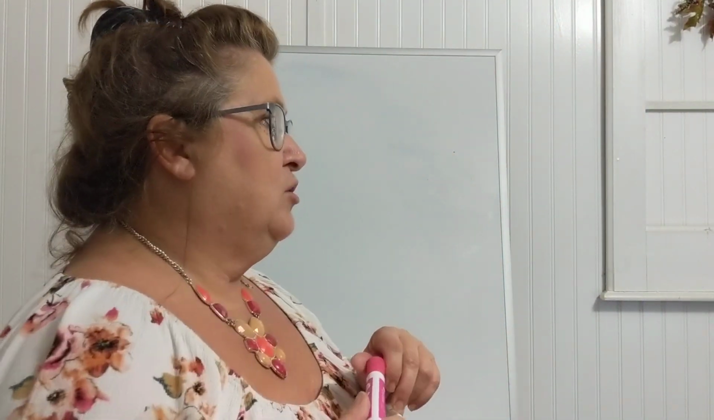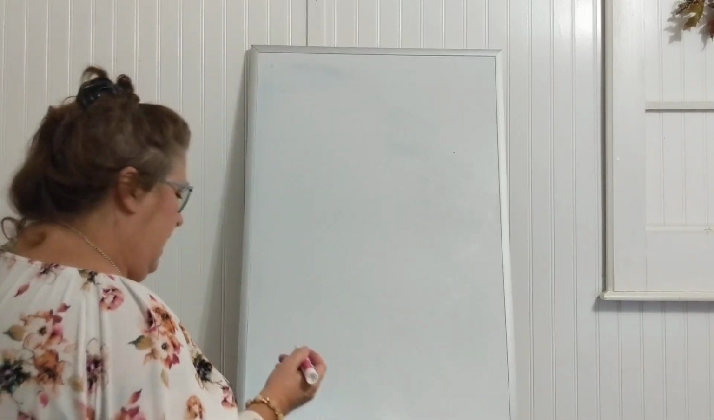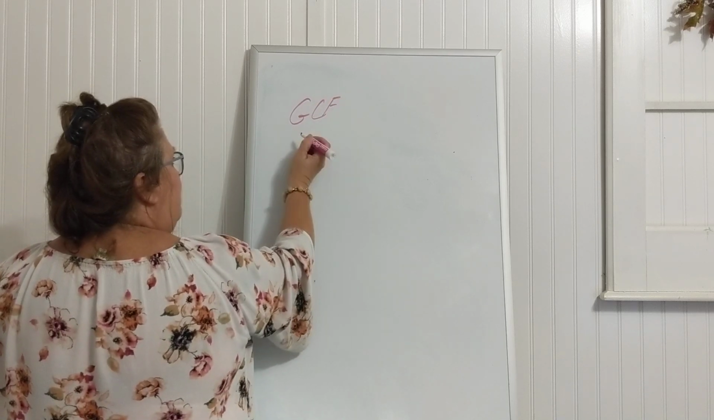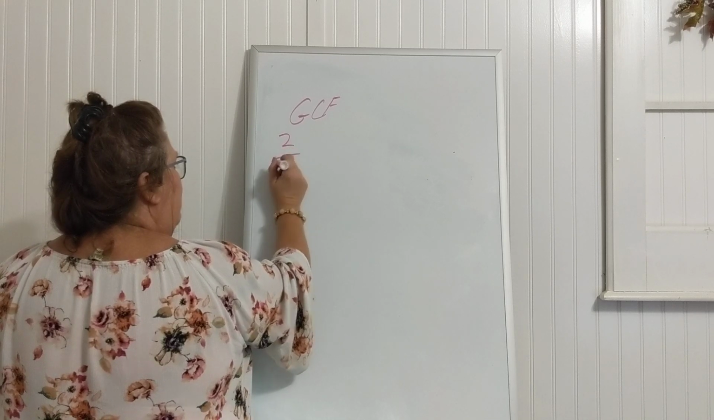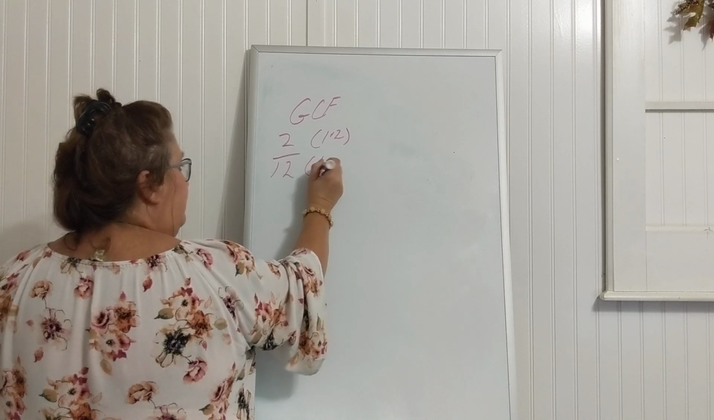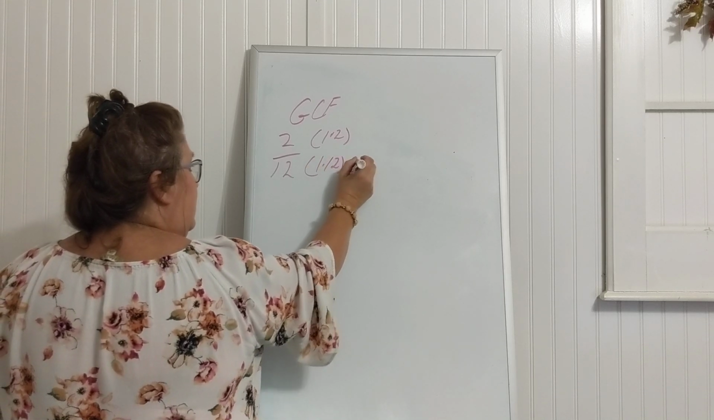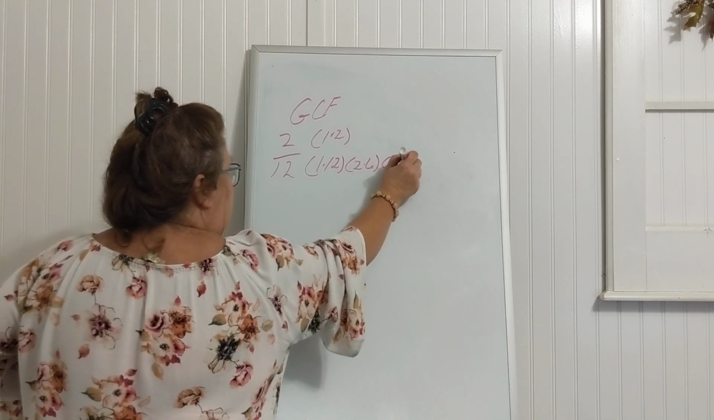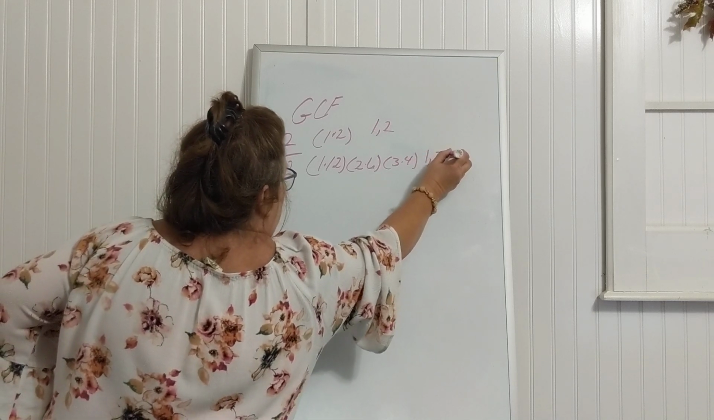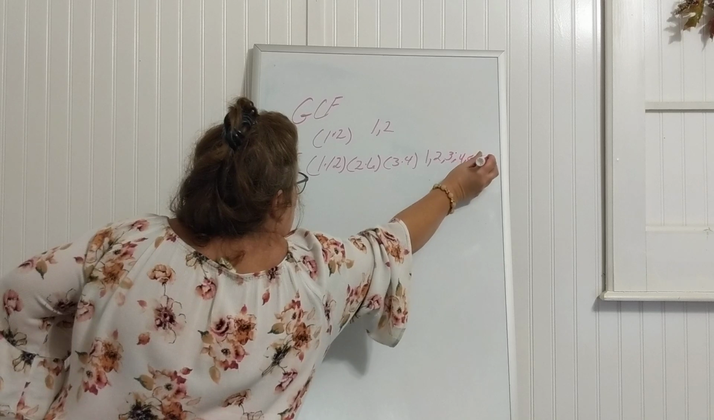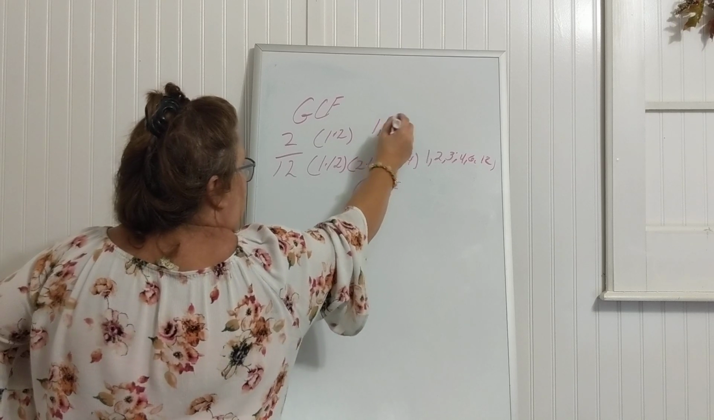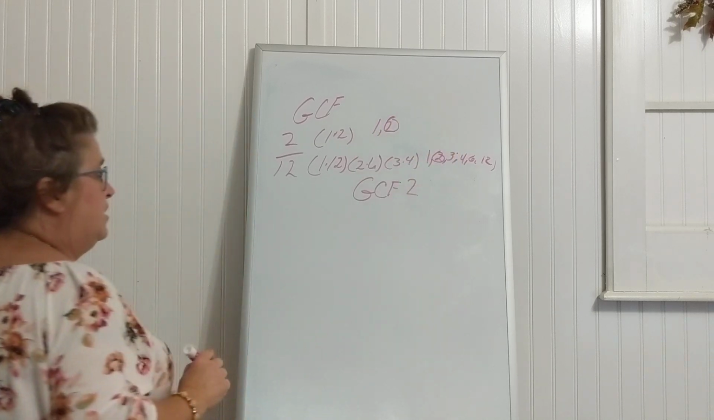So we talked about factors, the greatest common factor, the GCF. Remember, the GCF, or the greatest common factor, is when we find our factors for a number. If we have 2 and 12, our factors for 2 are 1 times 2. Our factors for 12, these are factor pairs, are 1 times 12, 2 times 6, and 3 times 4. So our factors for 2 are 1 and 2. Our factors for 12 are 1, 2, 3, 4, 6, and 12. Our greatest common factor will be 2.